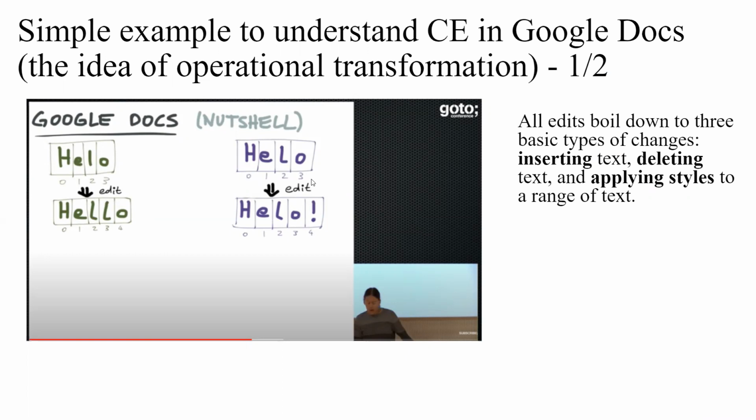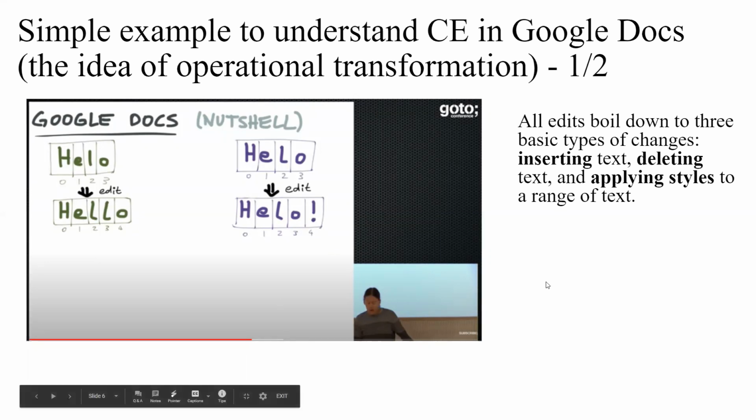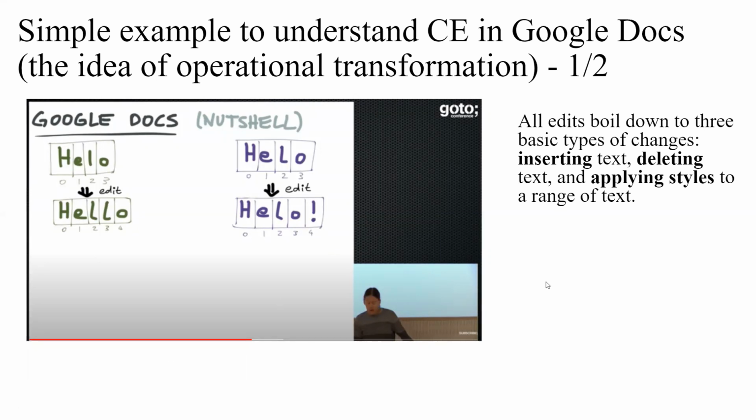So I'm starting with a very simple example that Martin shared in his video. So let's say there are two clients, right? Each is starting with the same set of data here. And then client A makes this change where he adds a letter L, and here the second client adds this exclamation mark at the end, right? So now these are done at their local ends.